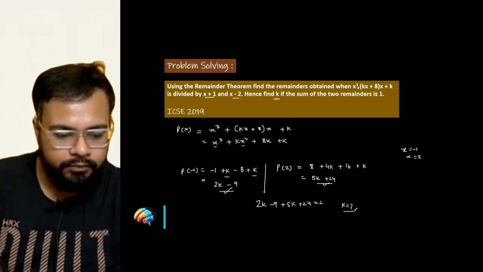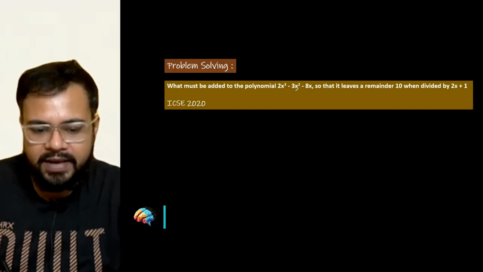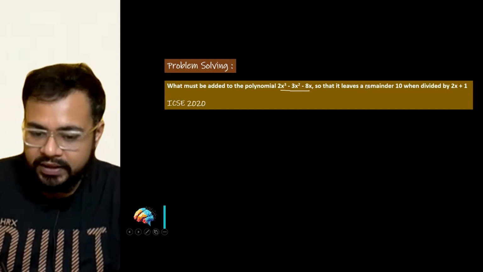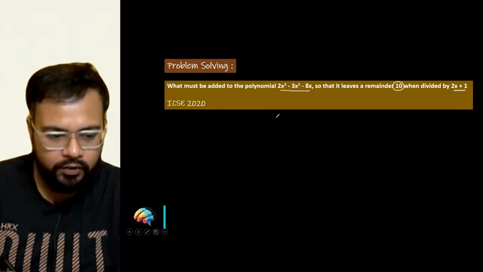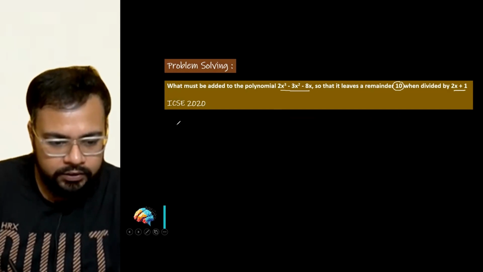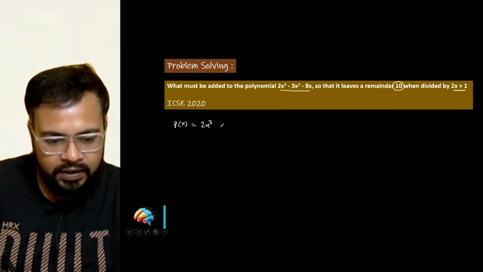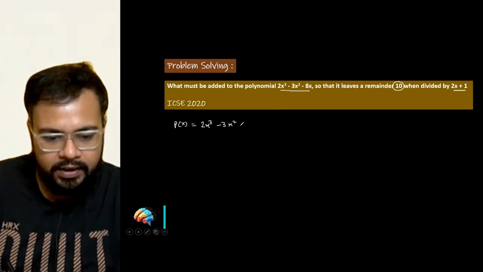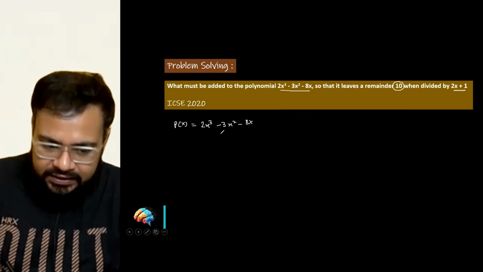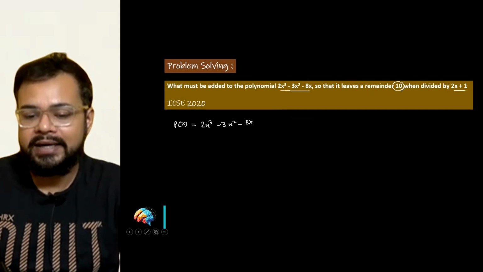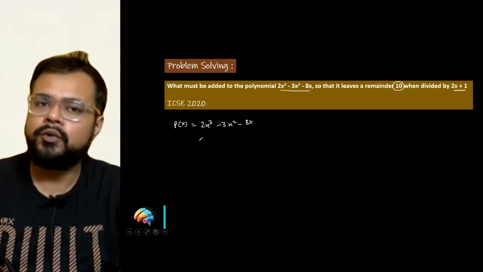Okay. Moving on to the next question. Great question. It says: what must be added with this thing so that it leaves a remainder 10 when divided by 2x plus 1? Let's take it as p(x) equal to 2x cube minus 3x square minus 8x. What must be added so that it leaves a remainder 10 when divided by 2x plus 1? I don't know what must be added, so I should assume it.